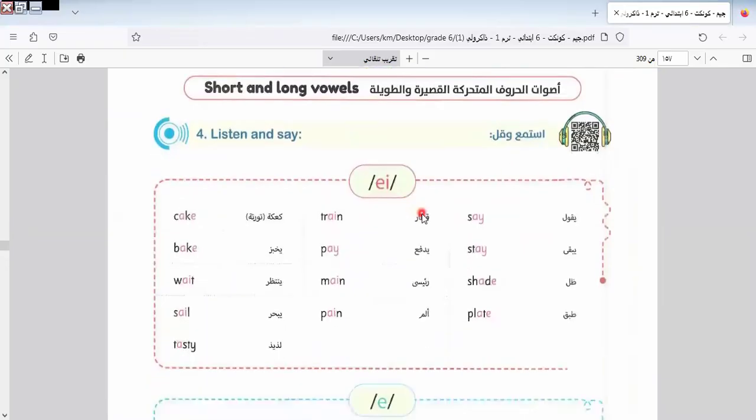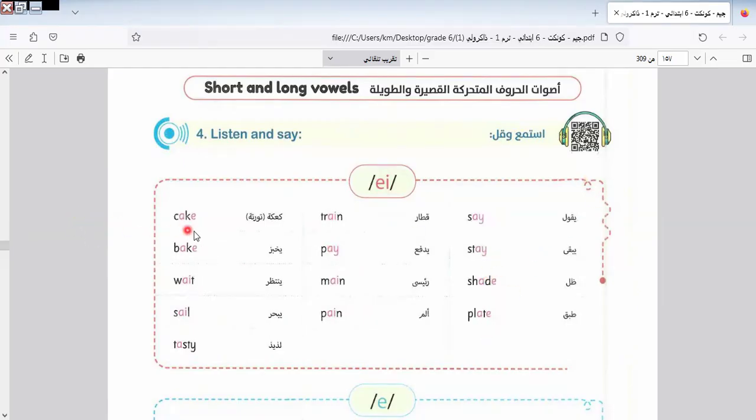Here we have pronunciation. Let's read it together. Pronounced EI. Here we have train, train, train, wait, sail, main, pain. This is the EI sound. Here we have train, main, pain, sail, and wait. We have here cake, bake, taste, bay, say, stay, shade, plate.